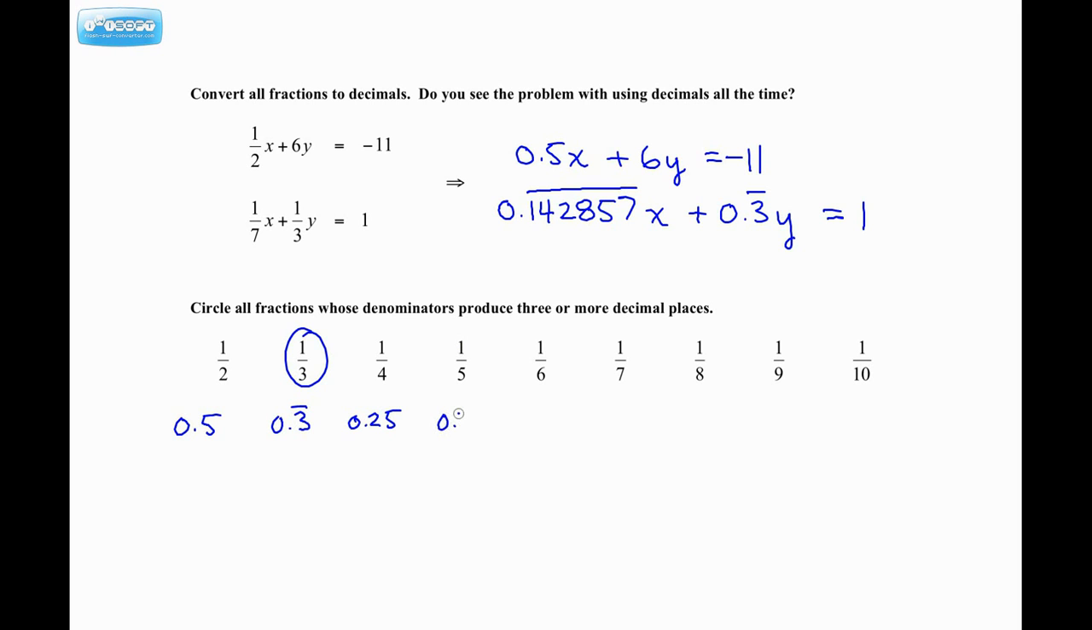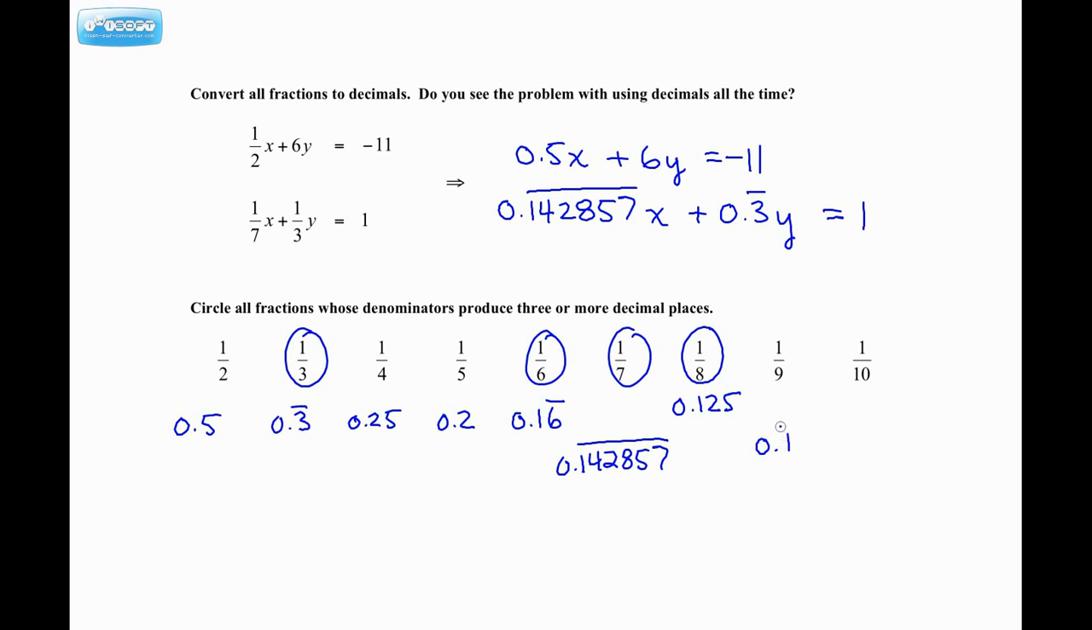1/5 is 0.2. 1/6, that's 0.16 repeating. Well, that's not good. 1/7. Now that was the crazy one we saw before. That's 0.142857, and all of that repeats. That one's nuts. This one is not too bad. It's 0.125, but it does have 3 or more decimals. In this case, 3 exactly. 1 divided by 9, or 1/9, that is 0.1 repeating, so that's not good. And 1/10, well, that's just 0.1.